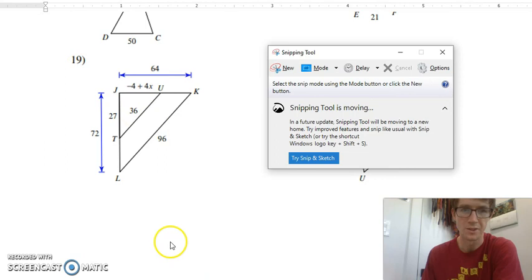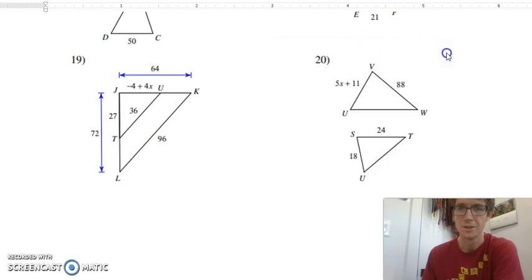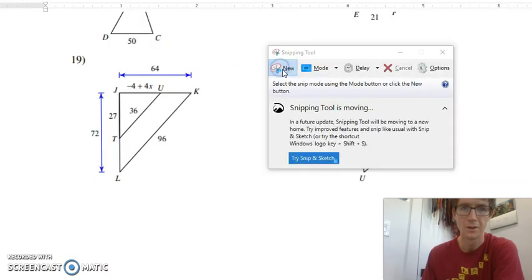That's weird. It's not letting me snip. Okay, well, my snipping tool isn't working right now.